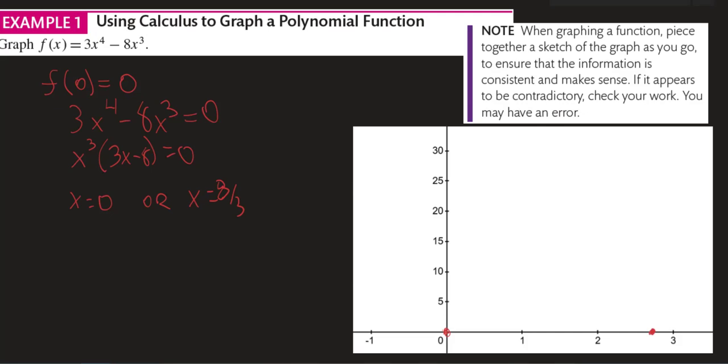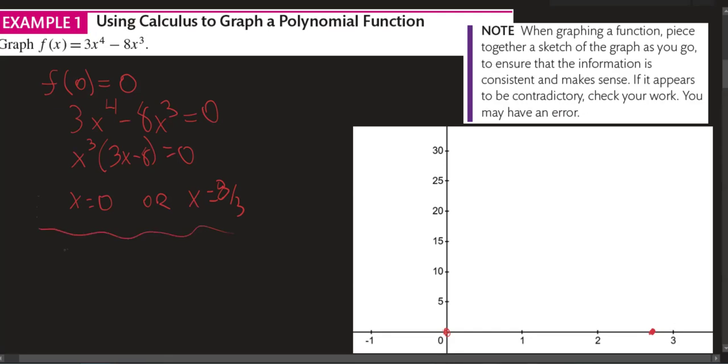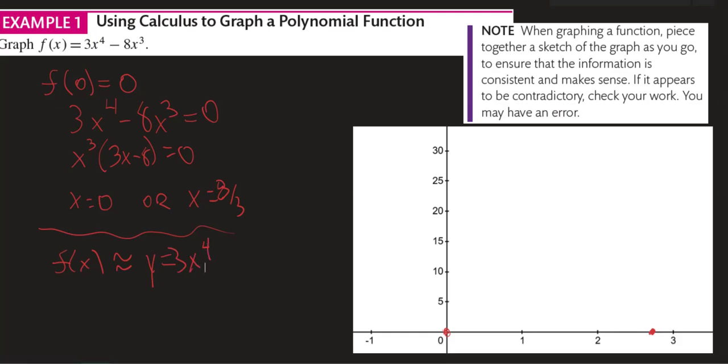So the second step you want to do is identify any asymptotes. Since this is a polynomial, polynomials have no asymptotes, but the end behavior of f is going to resemble, so I'm going to put approximately equal to y equals 3x to the fourth. So we know that as x approaches positive or negative infinity, the graph's going to behave like 3x to the fourth. So it's going to increase to the right and rise to the left as well.